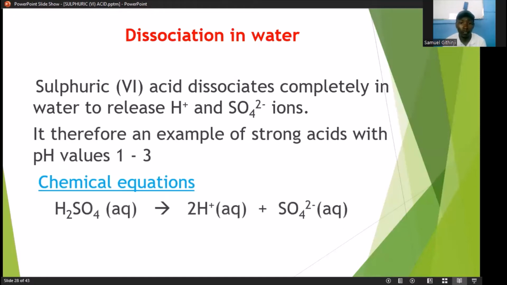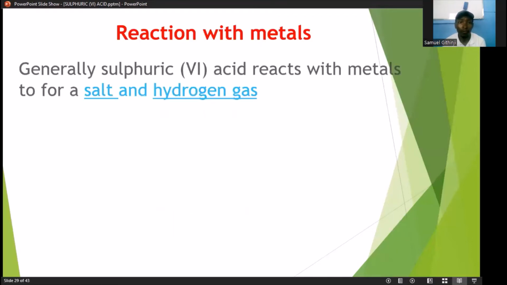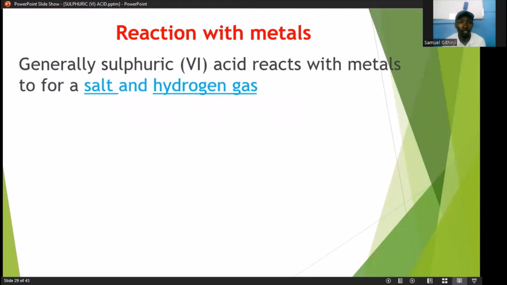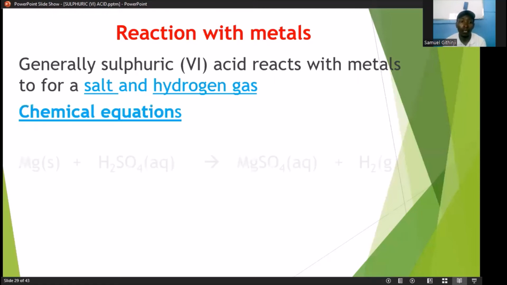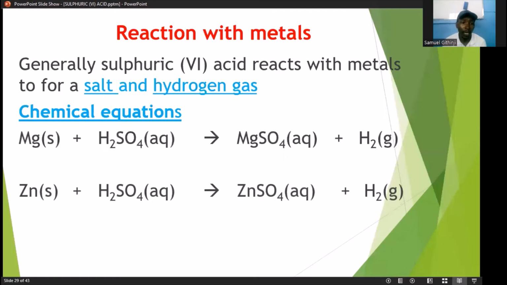Chemical reactions, as you can see there, that is a complete dissociation, with the 2H plus and a sulfate ion there. Chemical reactions: reacting with metals. As usual, the general reaction: a metal reacts with acid to form a salt and hydrogen gas. I've just selected a few chemical reactions for you to see there.